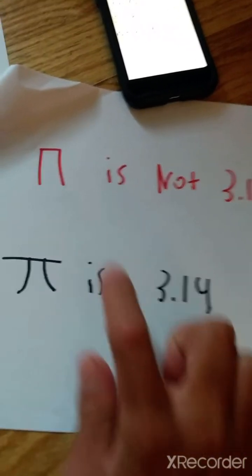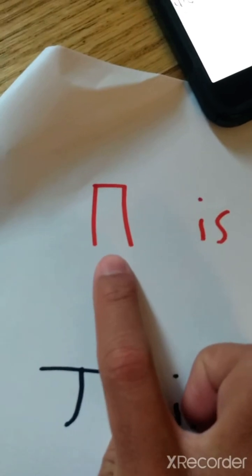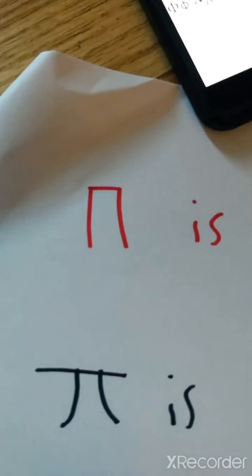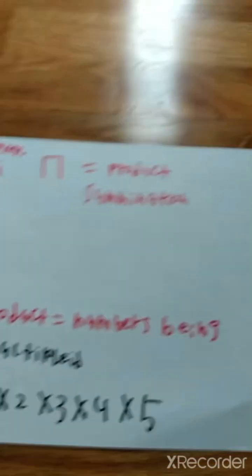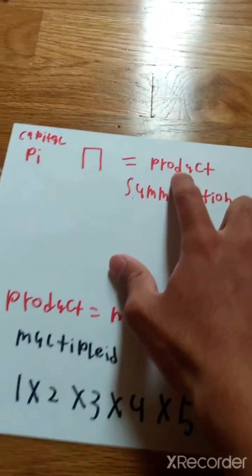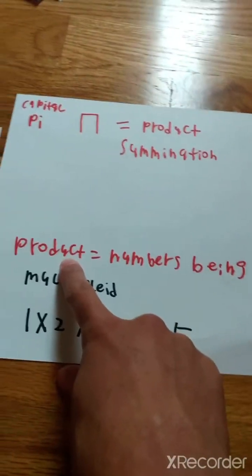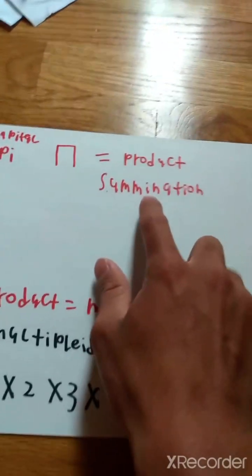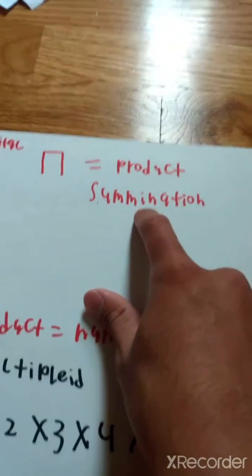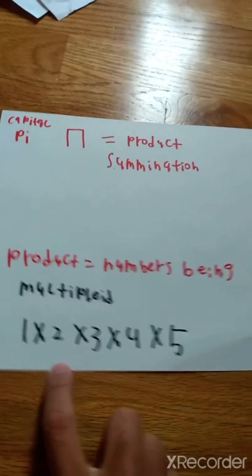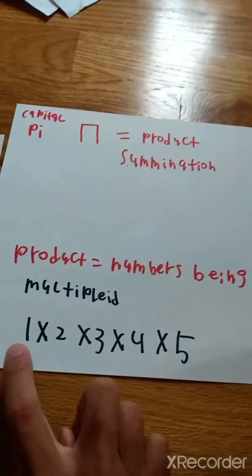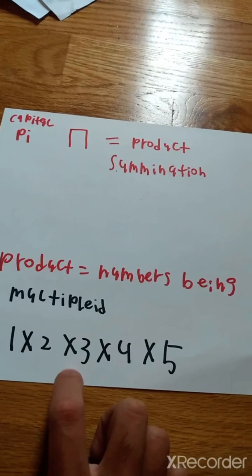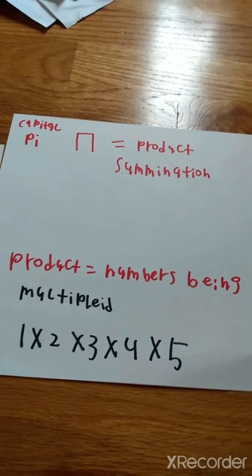The question is, what does the capital Pi do in mathematics? The capital Pi represents the product, and the product means numbers being multiplied in a sequence. The reason why we call it summation is because we are multiplying in a sequence, like 1 times 2 times 3 times 4 times 5.